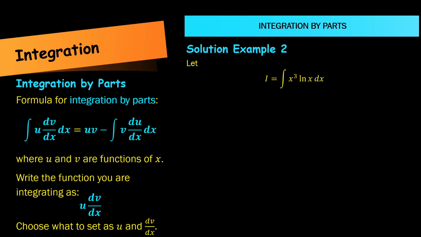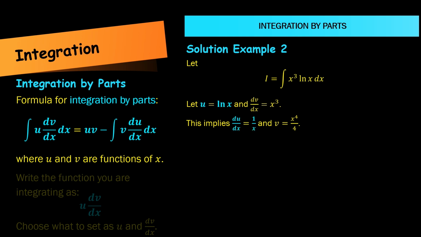Consider this integral for a moment. Can we set u equals x cubed and dv/dx equals ln x, or vice versa? If we consider these for a moment, then we need to think about whether we can integrate or differentiate ln of x. Since we can easily differentiate ln of x, we need to set this as u, because we can't integrate ln of x easily. And therefore we need to set dv/dx as x cubed, as shown here.